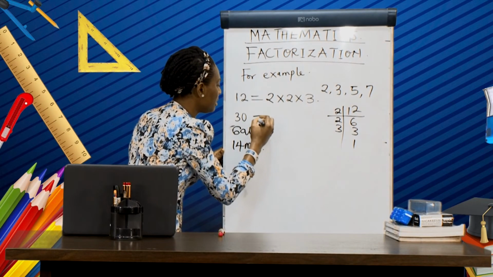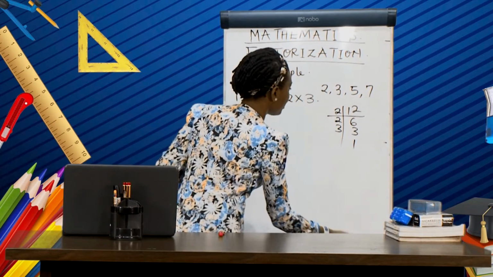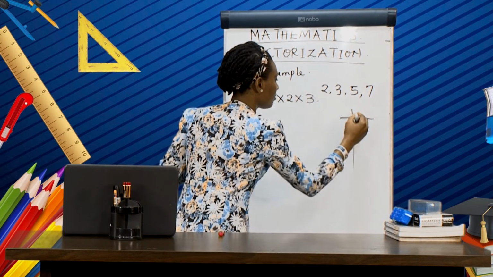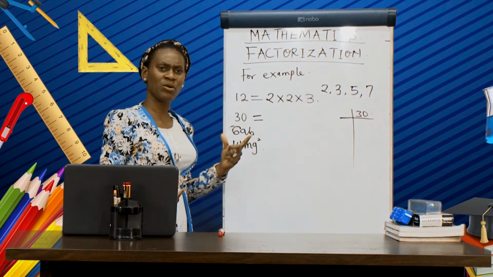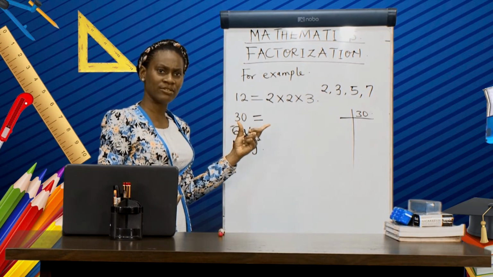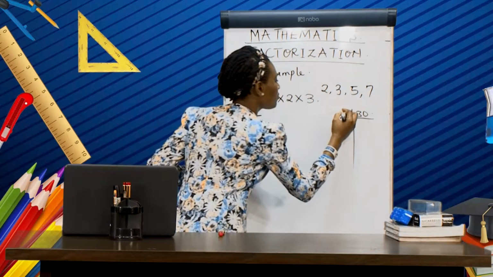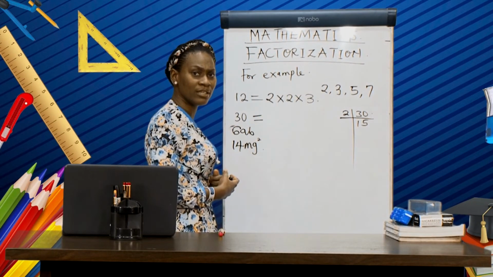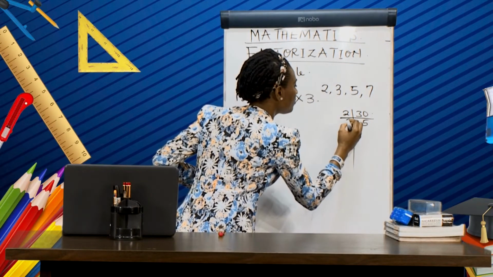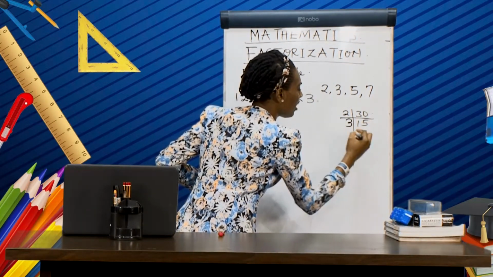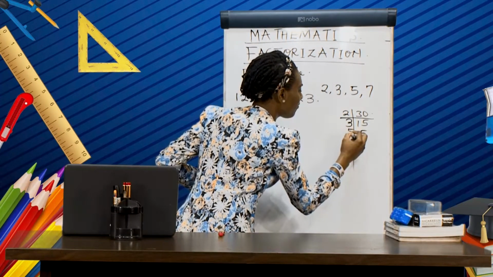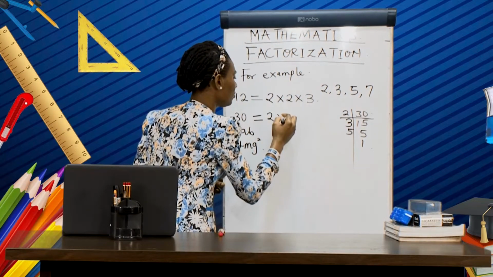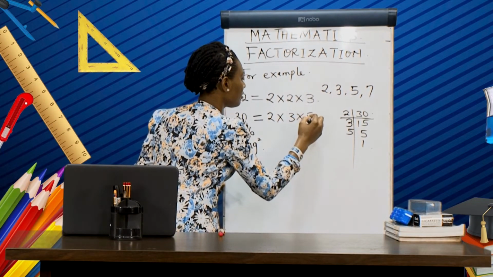The next one is 30. We need to break 30 down also into its prime factors. So which prime number do you think would divide 30 first? Yeah, I believe you said 2. Good. So 2 in 30, we have 15. Which other prime number can we use again? 3 is divisible, so we use 3. 3 in 15, we have 5. 5 is also a prime number. 5 in 5, we have 1. So we can break 30 down into 2 times 3 times 5.